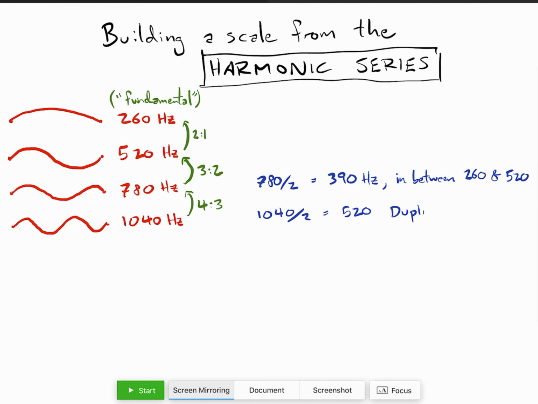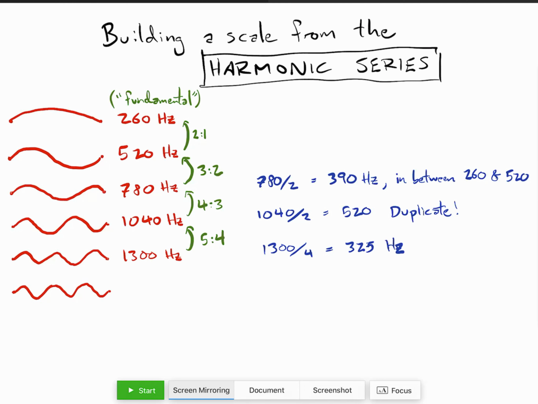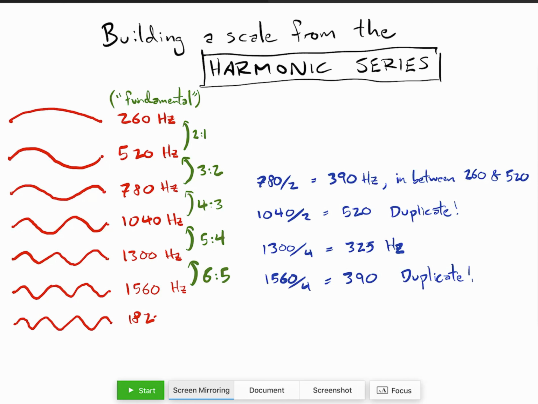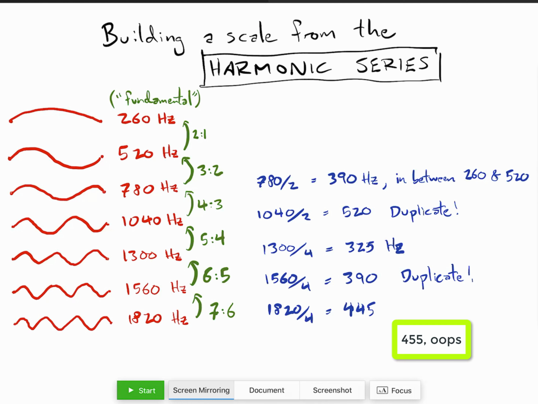That's an octave, which we already have. Fifth harmonic, fourth overtone, 1300 Hz, ratio of 5 to 1 to the fundamental, 5 to 4 to the fourth harmonic. Rescaling, 1300 divided by 4 is 325 Hz. Sixth harmonic, fifth overtone, 1560 Hz with a ratio of 6 to 1 to the fundamental, or 6 to 5 to the fifth harmonic. Rescaling, we get 390 Hz. Seventh harmonic, or sixth overtone, is 1820 Hz, ratio of 7 to 1 to the fundamental, or 7 to 6 to the sixth harmonic. Rescaling gives 445 Hz.